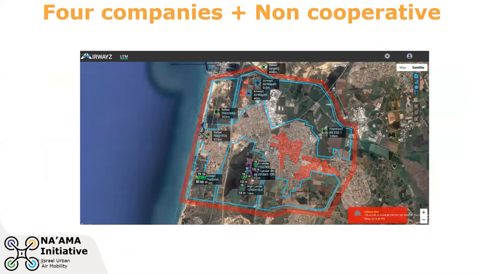What you see here is the way that we did the risk buildup. We started with the blue polygons where each company flew by itself and only above agricultural fields. So if there are any drone crashes, there is no harm. We did that for 1 day. On the second day, we multiplied the number of sorties. And on the third day, we started flying without a segregation between the companies. Next slide.